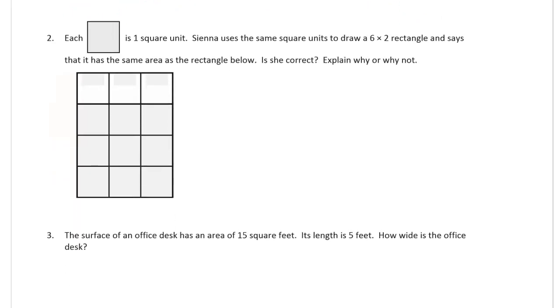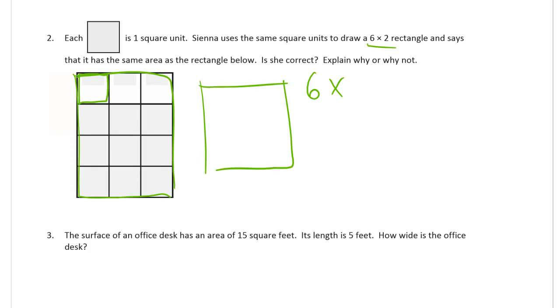Each square is one square unit. Sienna uses the same square units to draw a 6x2 rectangle and says that it has the same area as this rectangle below. Is she correct? Explain why or why not. So her 6x2 rectangle. So I'm just going to draw Sienna's rectangle and label it. It looks like a square, I know, but I'm going to label it 6x2 units. Fix that. Units.